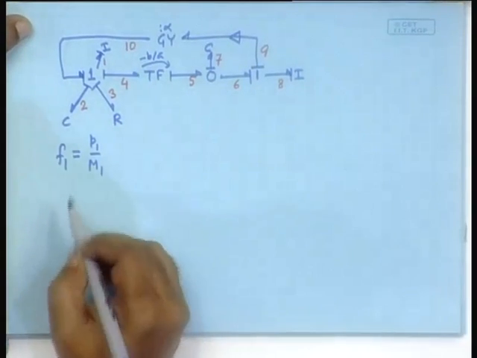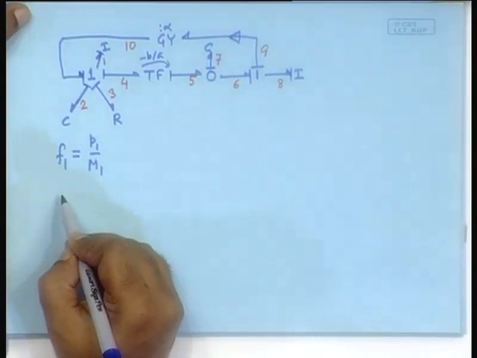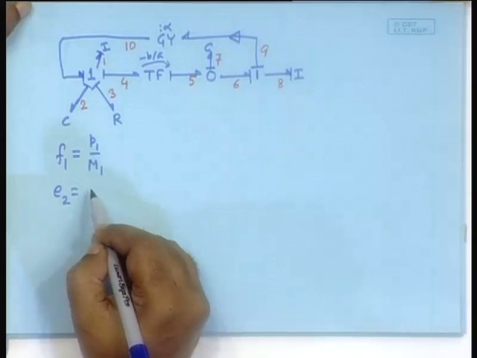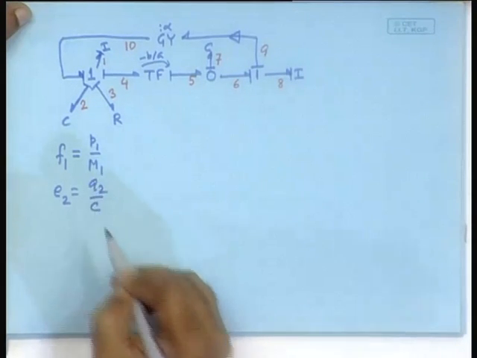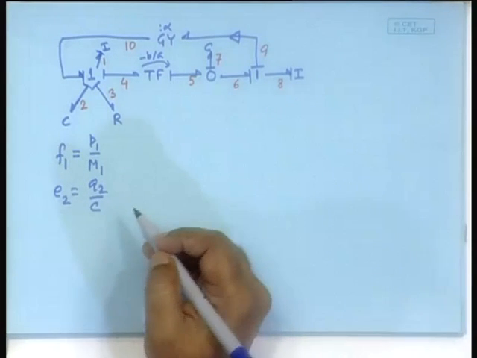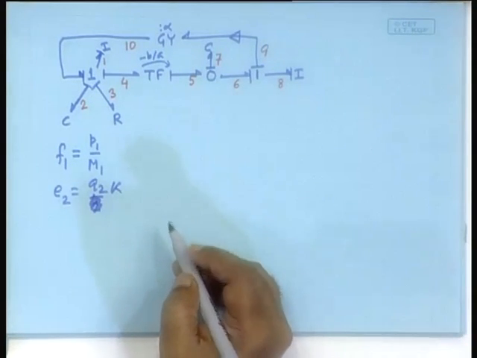So, F1 is done. Then C, what does it give to the system? E2 is Q2 by C. Oh, sorry, KQ2. It is a mechanical thing. K1, Q2. Sorry.